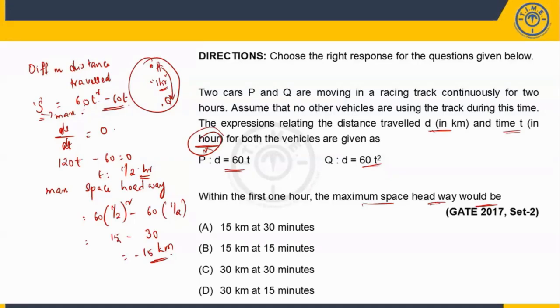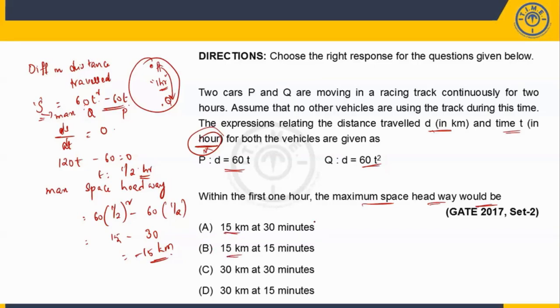Here we are taking Q minus P. That is, we are assuming Q is in front of P, but we got minus, that is, P is in front of Q. But whatever it might be, we have the distance. We require the space only. So that is 15 kilometer.